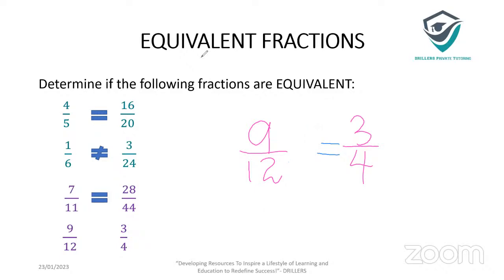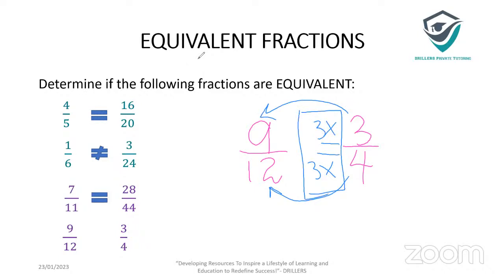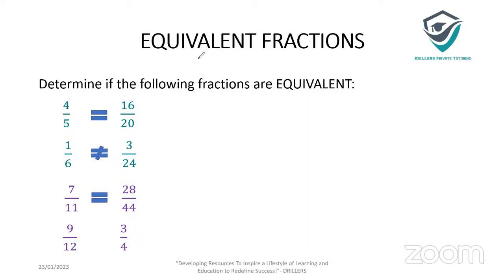Or even in reverse, how do I get from 4 to 12? I have to multiply by 3. Likewise, to get from 3 to 9, I have to multiply by 3. So we've done the same thing. We have used the same number. We have multiplied both our numerator and denominator by 3. So therefore, those two fractions are equal.